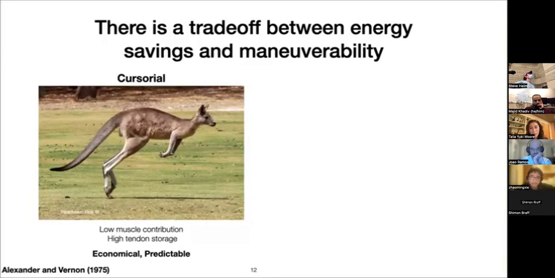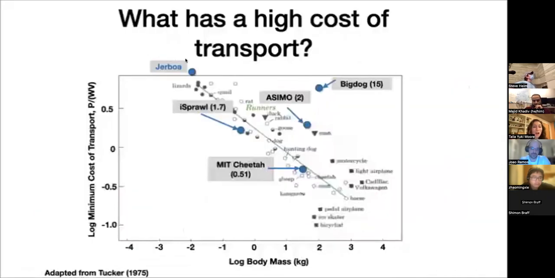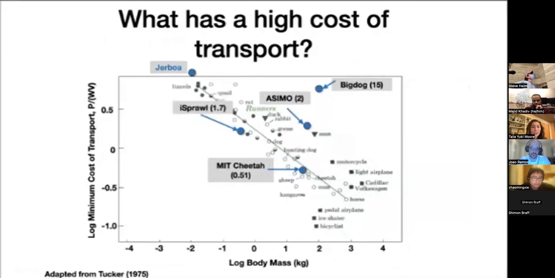On the other end of the spectrum, we have ricochetal animals, so non-cursorial locomotion, like this jerboa, which has high muscle contribution and low tendon energy storage, and their locomotion is very costly and maneuverable. This jerboa has a high cost of transport. I made the calculations, and it's off the chart here in terms of the cost of transport. It's incredibly high, and it has a very low body size. What does this mean for its maneuverability?